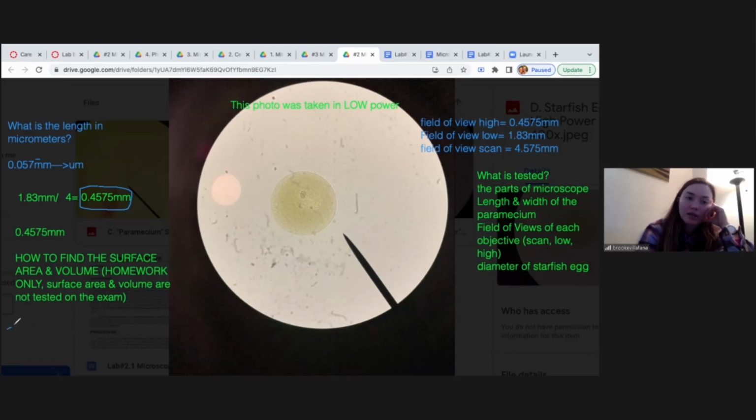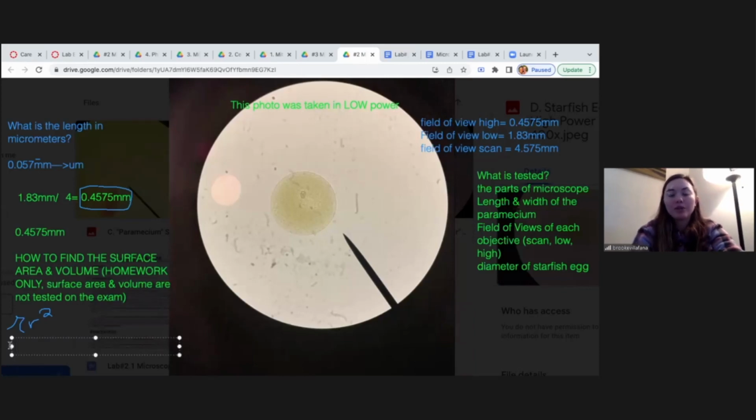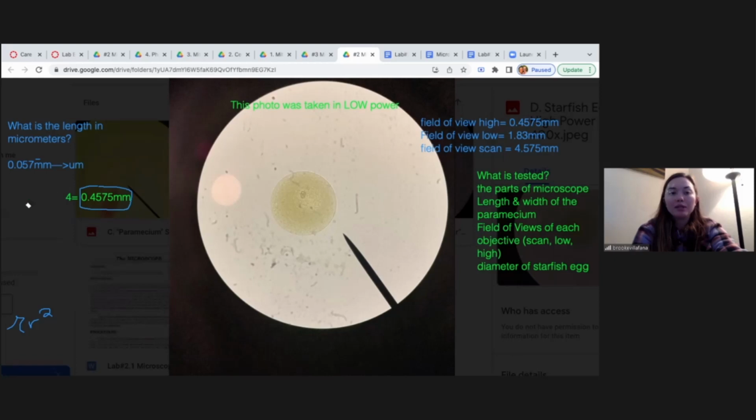To find the surface area, I'm going to do it pretty quickly because I don't want to waste too much time on something that's just for your packet. But I'm hoping to help save you some time by showing you how to find the answer since it's in your packet. And you do need to complete it to get full points.